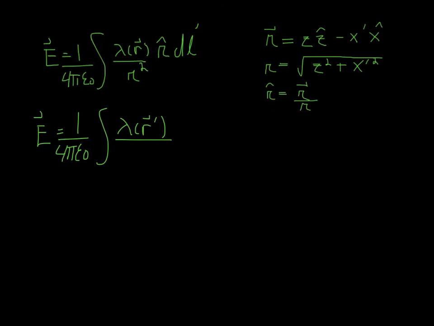I'm going to get an r script on the top instead of r hat, and then I'm going to get an extra r on the bottom. So this now becomes r cubed dl, just a different way of writing what we had up top. All right, and then let's actually plug that in. For our particular case, lambda's constant. Let's pull it out.